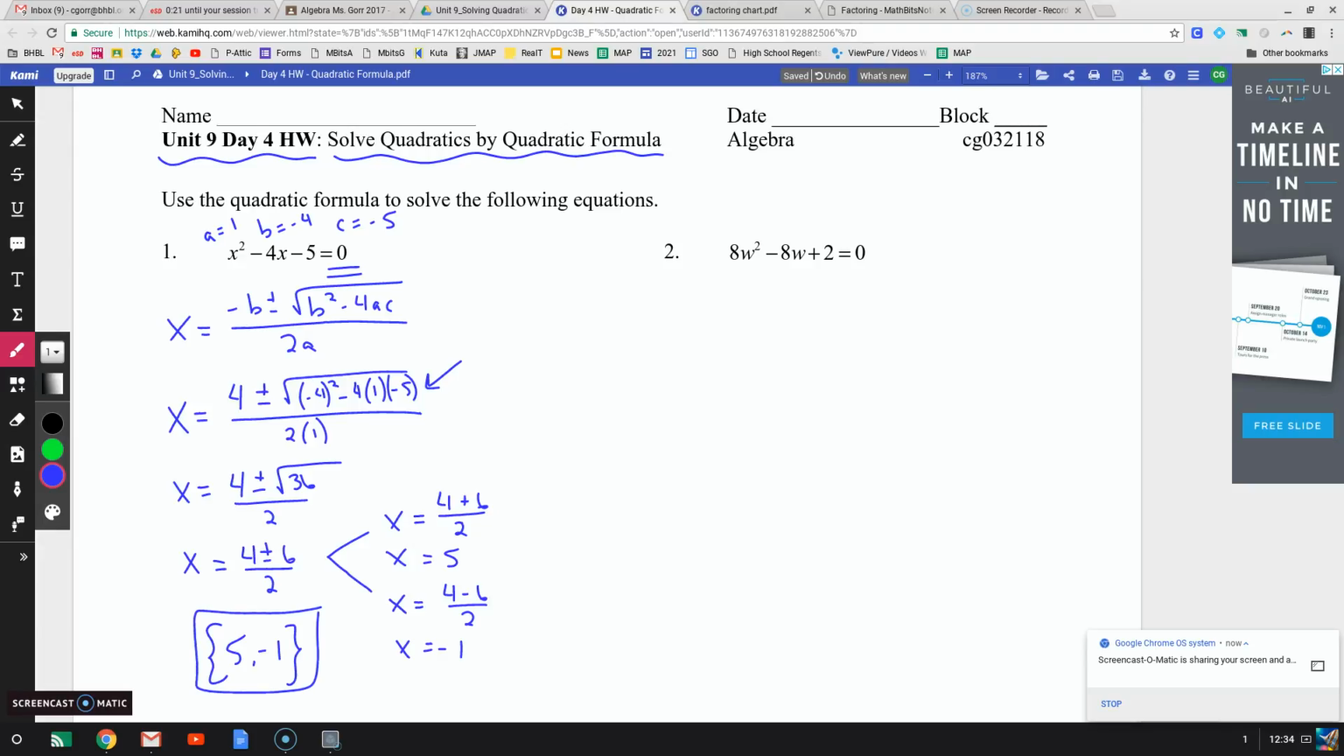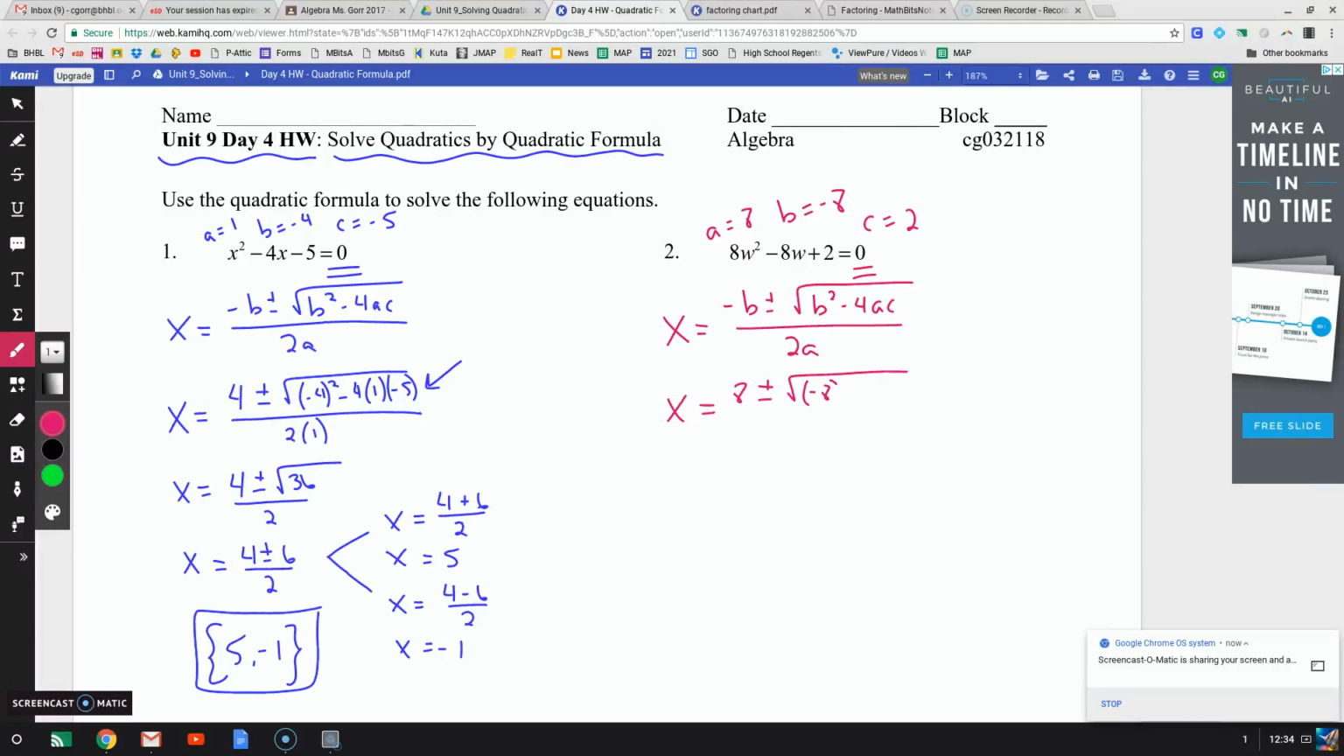Let's talk about number 2. Again, I'm going to first double check, is my equation equal to 0? Absolutely. So I'm going to write down my formula. x equals negative b plus or minus square root b squared minus 4ac all over 2a. My a I'm going to identify as 8, my b as negative 8, and my c is 2. So x equals negative negative 8, which is 8, plus or minus the square root of negative 8 squared minus 4 times 8 times 2, all over 2 times 8.